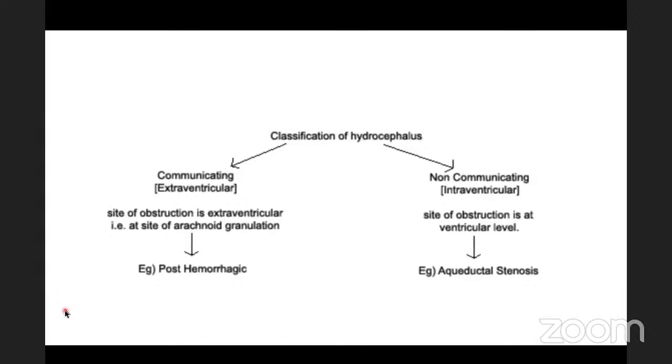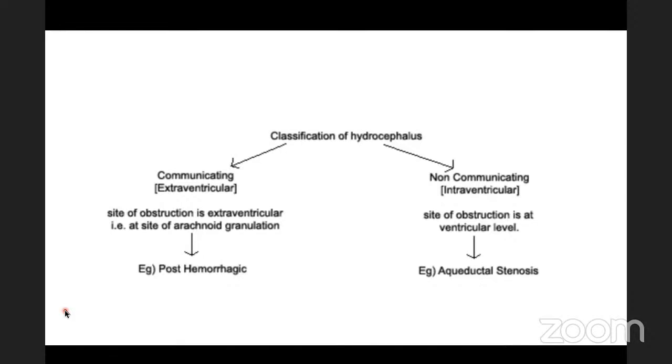If the obstruction is extraventricular, for example after a hemorrhage or meningitis, at the site of the arachnoid granulation, then it is called communicating, because all ventricles, the lateral ventricles and the third and fourth ventricle, communicate with each other. Whereas in intraventricular or non-communicating hydrocephalus, the site of obstruction is at the ventricular level. That is, within the ventricular system, there is an obstruction. For example, aqueductal stenosis or a third ventricular or fourth ventricular tumor which is obstructing.